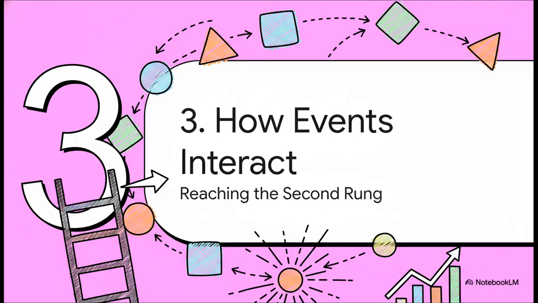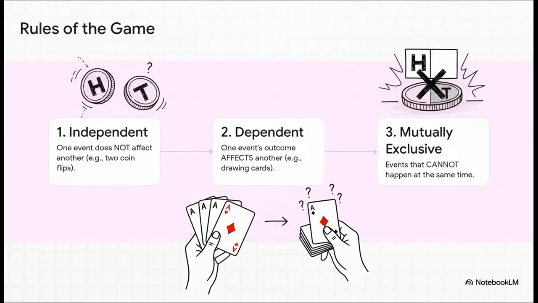Okay, time to climb up to the second rung. We've got the basic vocabulary down, so now we can start to see how different events relate to each other. And trust me, this is where probability really starts to show its power. So there are 3 main ways that events can interact. First, they can be independent, which means one event just doesn't care what the other one does. Getting heads on a coin flip has 0 effect on the next flip.